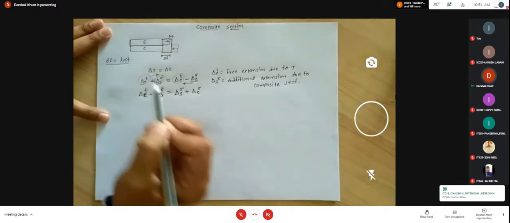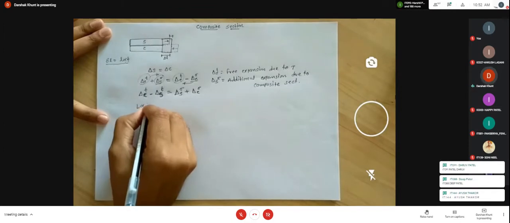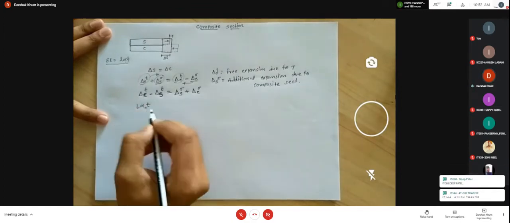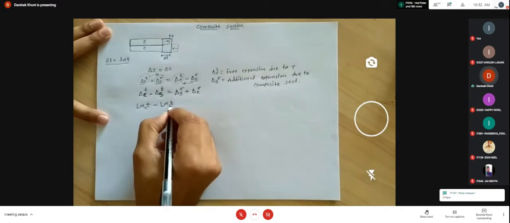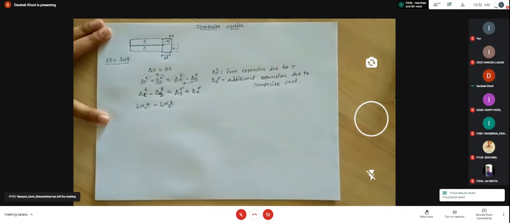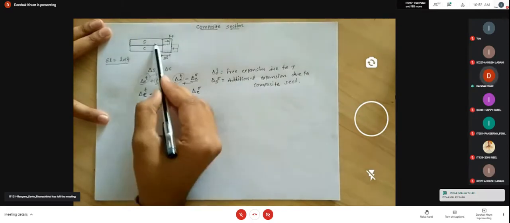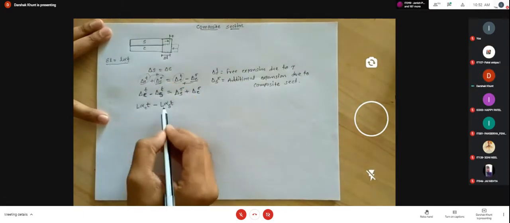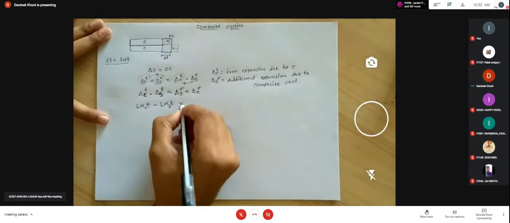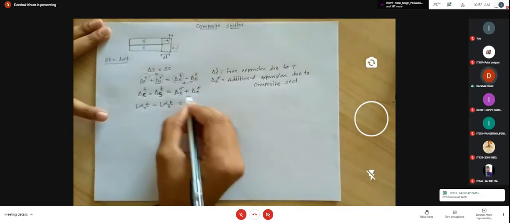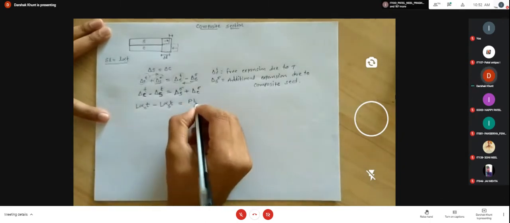The change in the copper and steel sections due to temperature change is defined by these equations. Here we write L alpha T, where alpha is for copper, minus L alpha T, where alpha is for steel. Length and temperature variation are common for both materials, so they remain constant; only the thermal expansion coefficient changes. Now the change in the steel and copper due to the composite effect is given by PL by A.